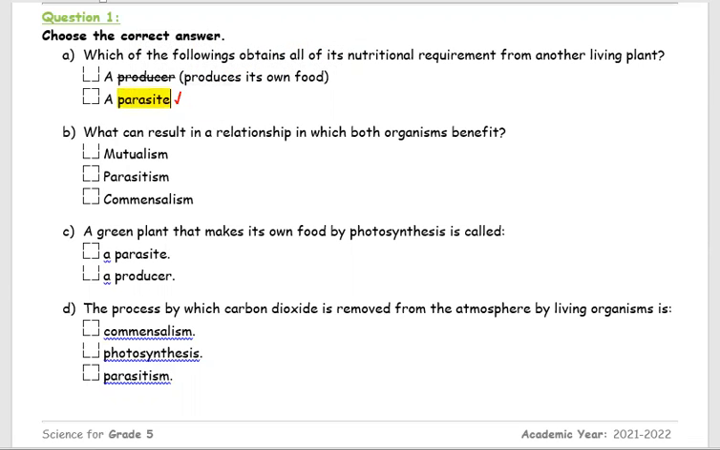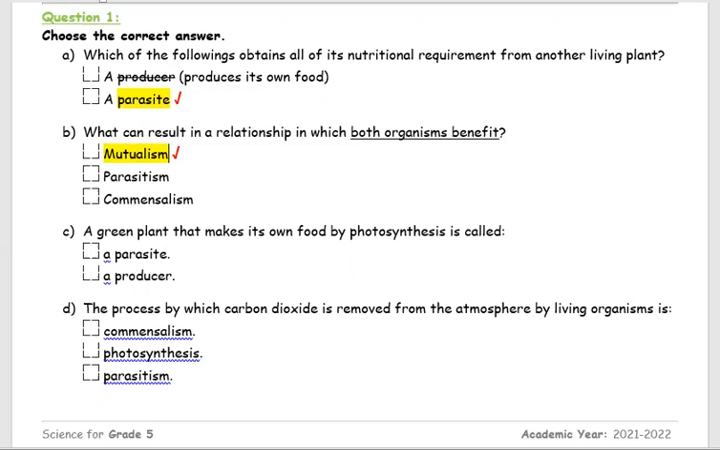What can result in a relationship in which both organisms benefit, both organisms are happy? Are we talking about mutualism, parasitism, or commensalism? We're talking here about mutualism for sure, since in parasitism, one of the organisms is happy, the second one is being harmed. In commensalism, one of them benefits, the second one is unaffected, it does not care. So mutualism is the answer.